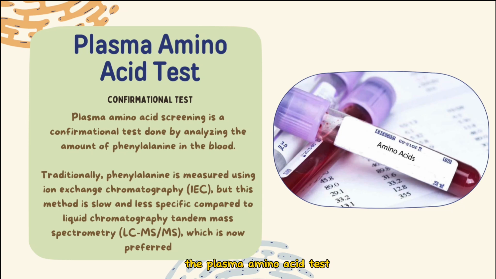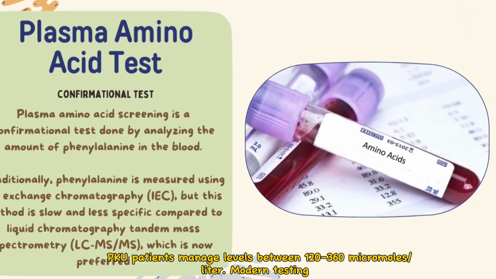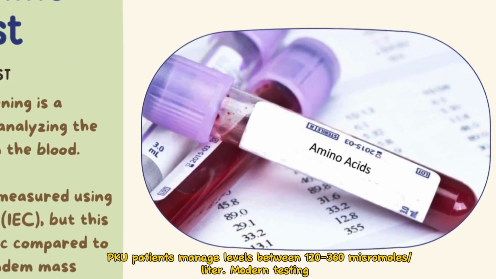The plasma amino acid test screens infants for amino acid levels in the blood using a sample from a vein. A high phenylalanine level indicates PKU. Normal levels are 41 to 68 micromoles per liter in adults and 26 to 86 micromoles per liter in children. PKU patients manage levels between 120 and 360 micromoles per liter.